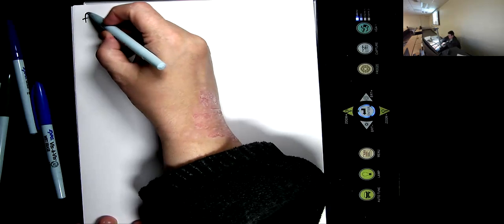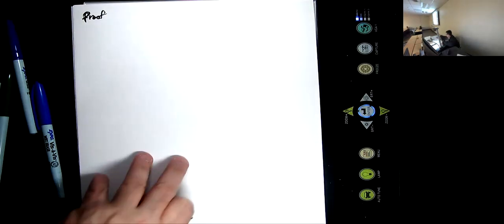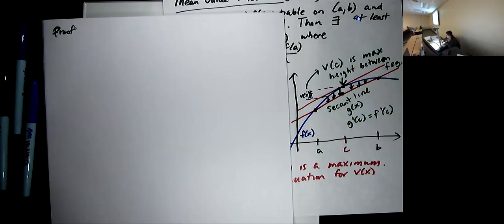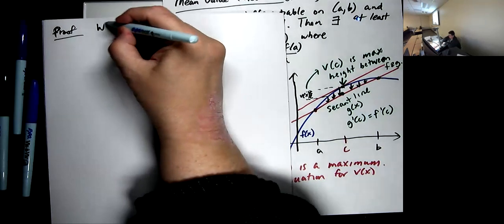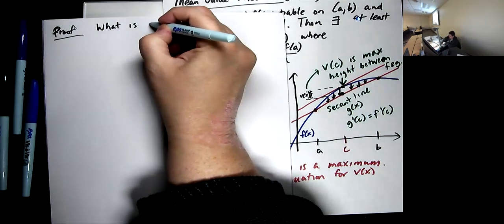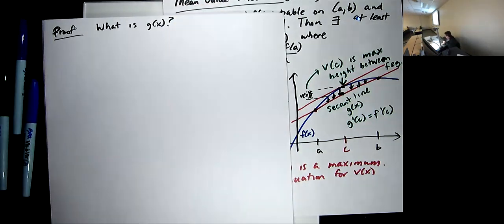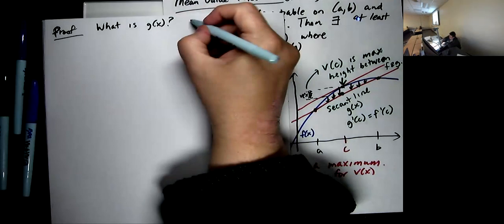So let's look at our proof. And let's keep the image of our graph over on the side so we can take a look at it while we're going. So let's take a look at g of x. What is g of x? Well, g of x is a line.